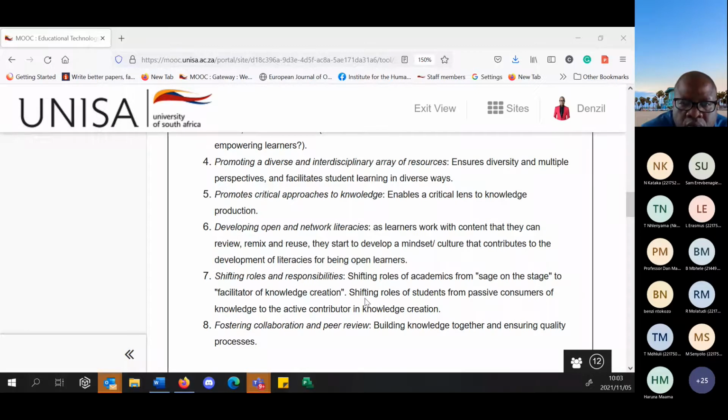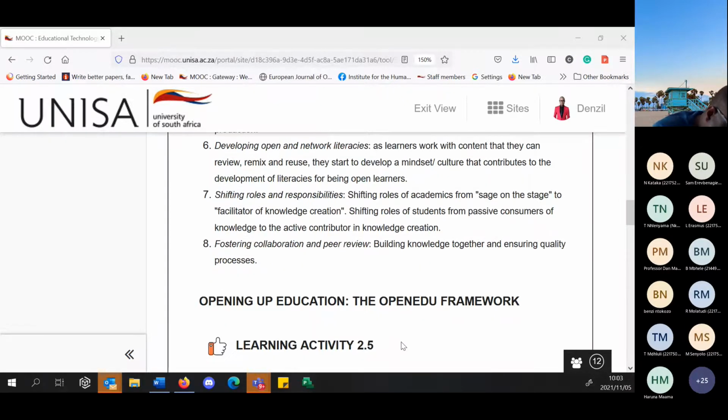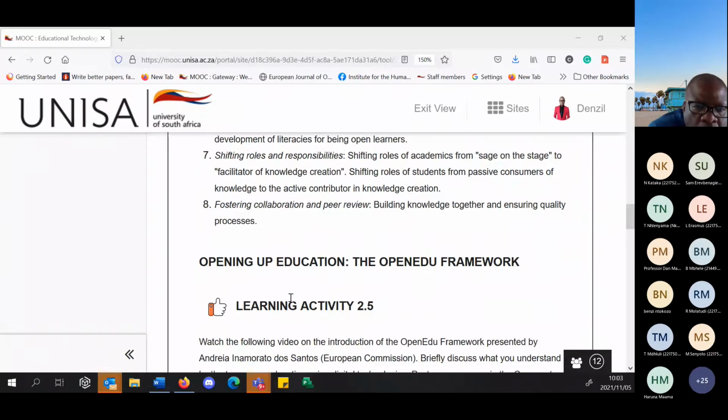The shifting roles of academics, as I mentioned earlier, from a sage on the stage, the person who knows everything, the guru, the professor standing on the stage, to the facilitator of knowledge creation, where you are now co-creating knowledge, right? And the shifting roles of students from passive consumers of knowledge to active contributors in knowledge creation. And then fostering collaboration and peer review, building knowledge together, ensuring quality processes.